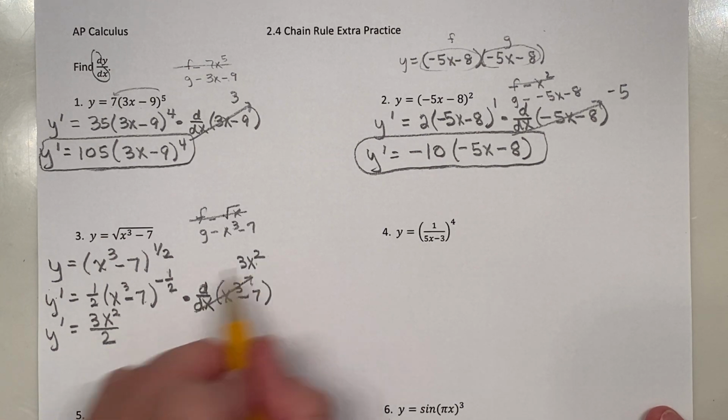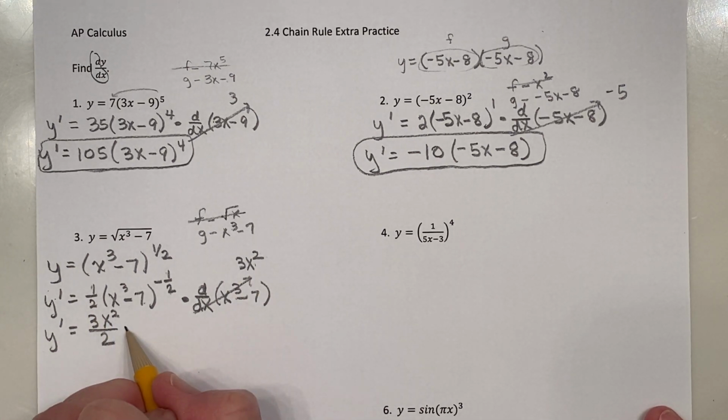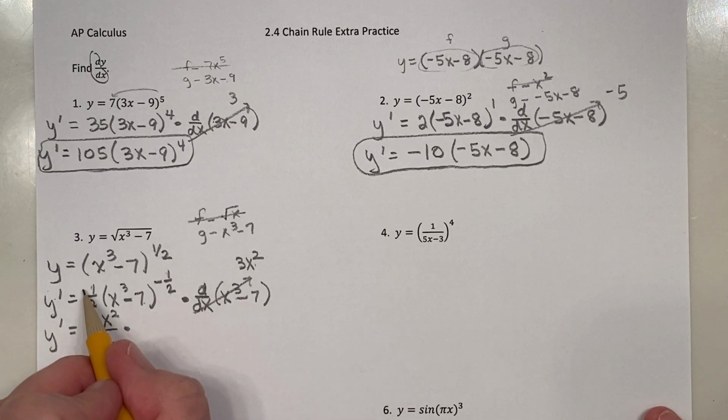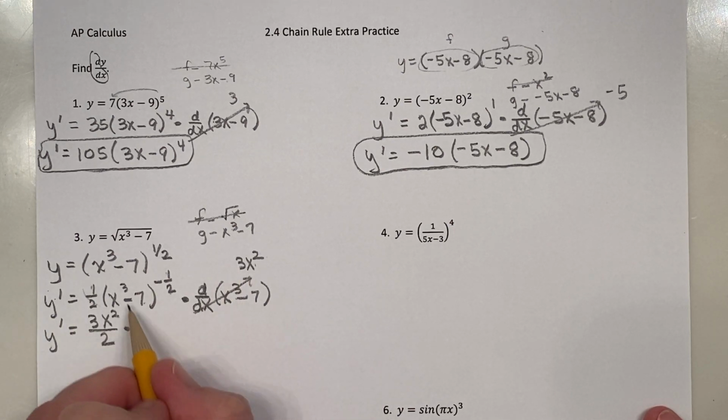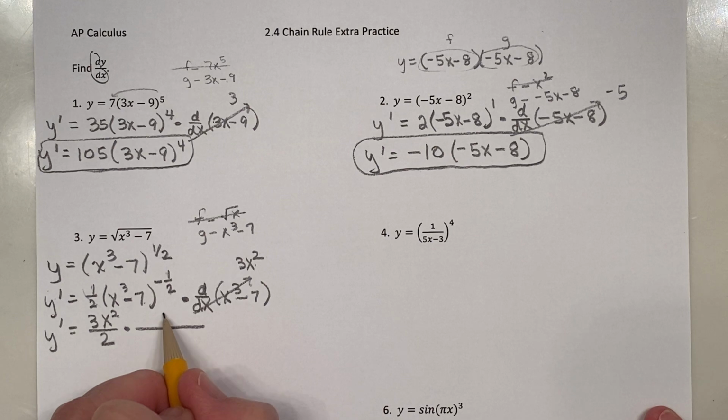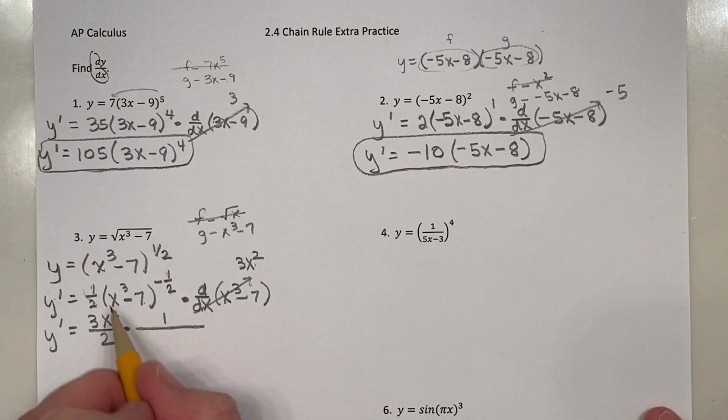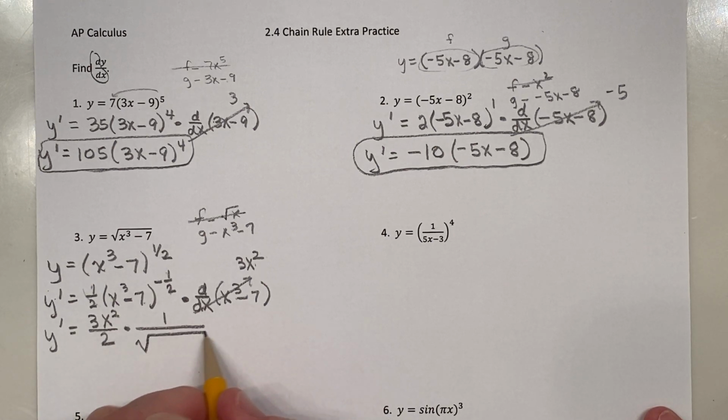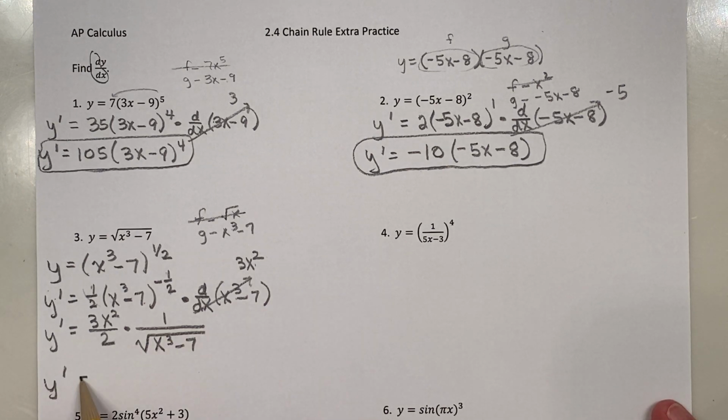I can multiply the 3x squared by the 1/2. And then times, I took care of the 1/2 and 3x squared. This expression, but I think I'm going to go ahead and rewrite it as 1 over the square root of x cubed minus 7. Probably should clean this up. Just create a single fraction, 3x squared in the numerator, and 2 times this quantity.